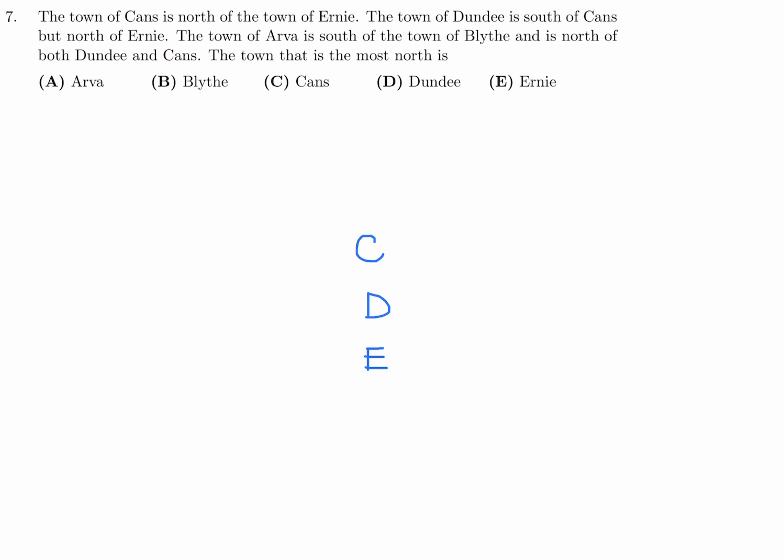The town of Arva is south of Blythe and north of both Dundee and Cairns. So Arva is up here, but Blythe is actually above it because Arva is south of Blythe. The town that is the most north. Well, according to my diagram, Blythe. Number 7, the answer is B.